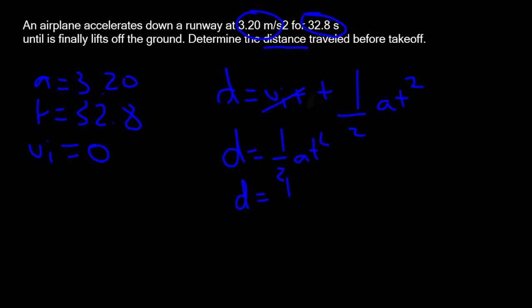D is equal to 1/2, A is equal to 3.20, T is equal to 32.8 squared. D at the end is equal to, let's use our calculator, 3.20 times 32.8 squared, 1721.3 meters. Okay, that's the first question.